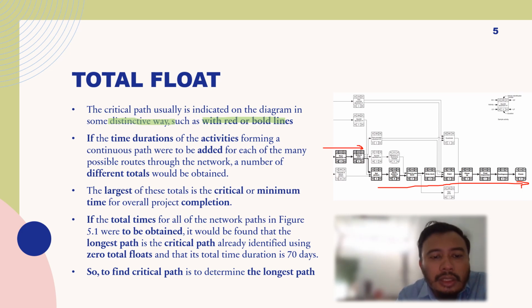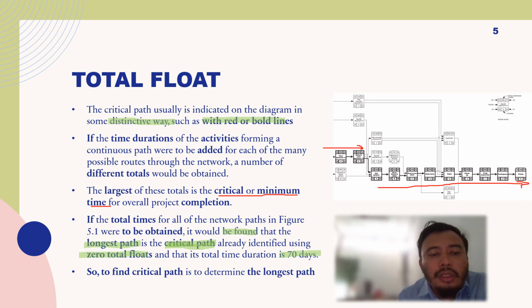So the largest of these will be the critical path, or the minimum time for overall project completion. If the total times for all network paths in figure 5.1 were to be obtained, it will be found that the longest path is the critical path, and this is already identified using the zero total floats, that is total duration, which is 70 days.